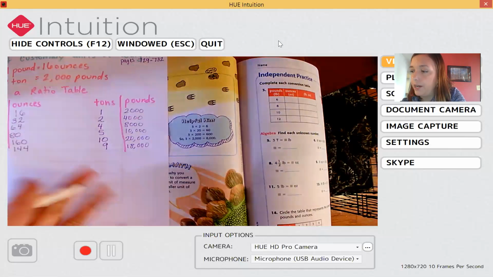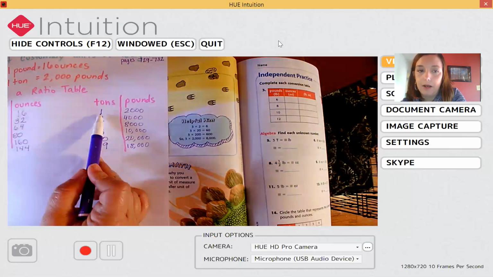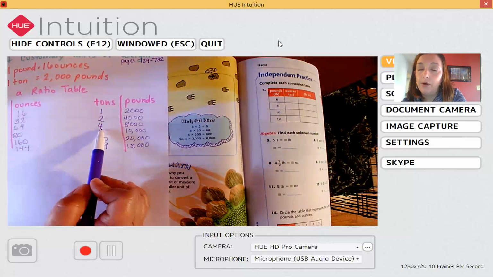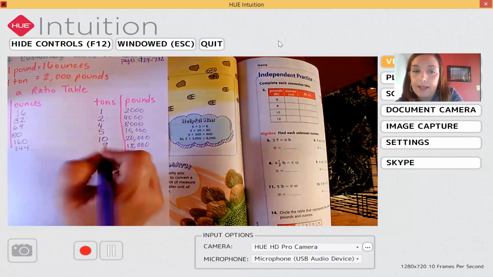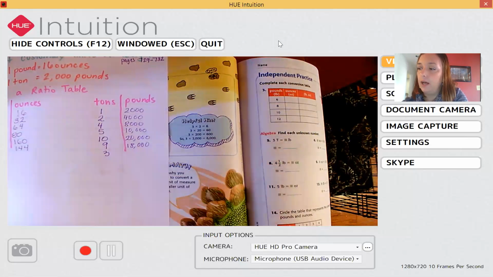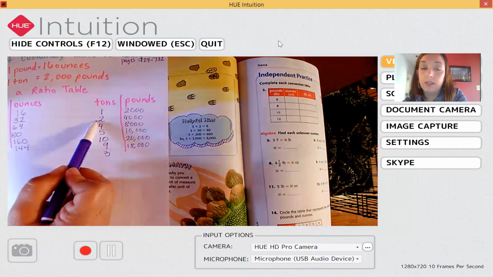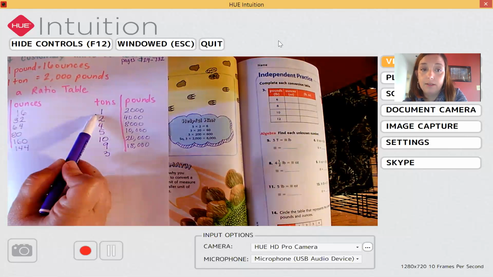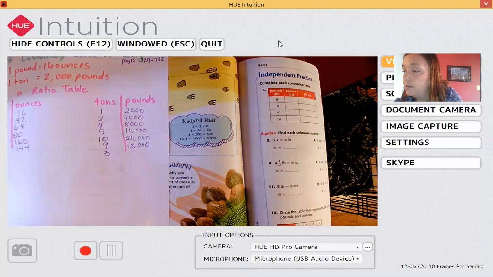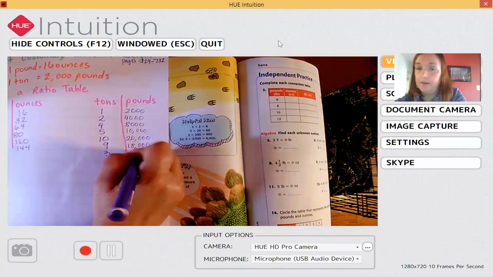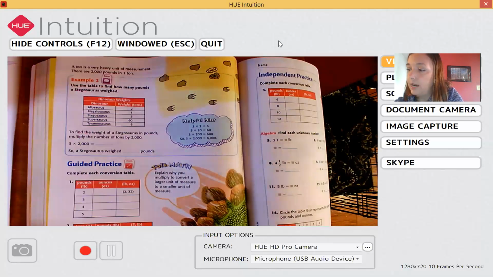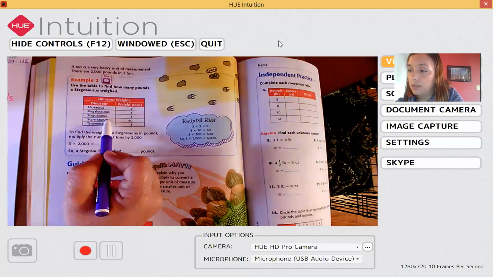So we have on our ratio table that 1 ton is 2,000 pounds, 2 tons is 4,000 pounds, and then we doubled to 4, but we don't have 3 yet. So let's go ahead and let's make 3 down here, okay? Now I'm thinking if I add 1 ton or 2 tons plus 1 ton, that will be 3 tons. So if I add 4,000 plus 2,000, that would be 6,000, okay? So that means that a stegosaurus would weigh 6,000 pounds.